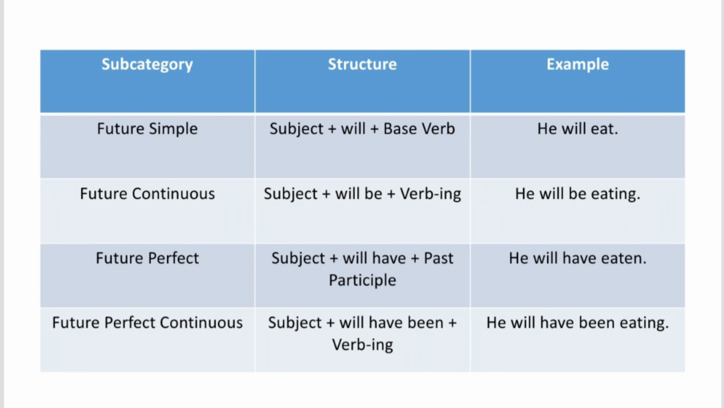3. Future perfect, used for an action that will be completed before a specific time in the future. Example from slide: he will have eaten an apple by noon. 4. Future perfect continuous, used for an action that will be ongoing for some time before a future event. Example from slide: he will have been eating an apple for 10 minutes by noon.